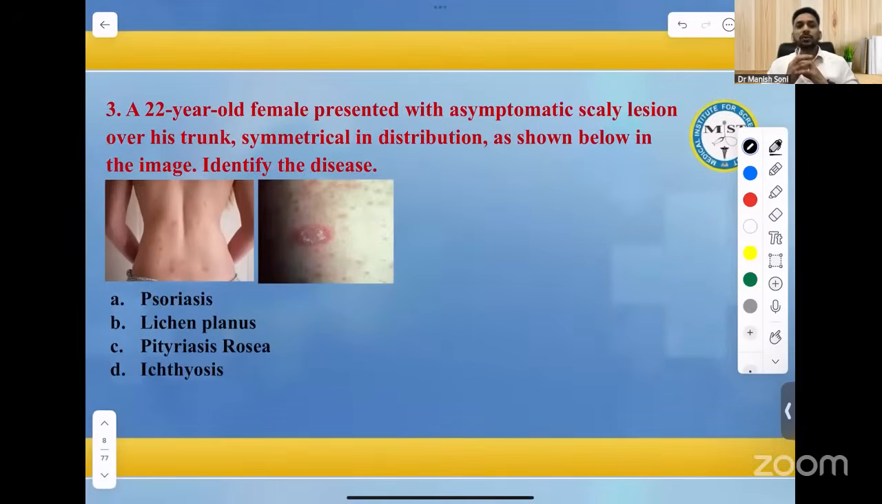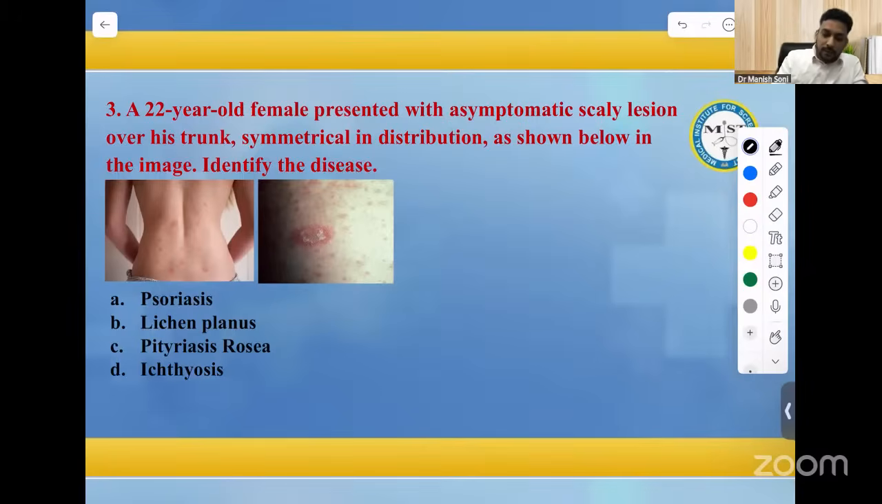Now coming to the third question. A 22-year-old female presented with asymptomatic scaly lesions over her trunk, symmetrical in distribution as shown in the image. So this female is developing asymptomatic, no itching, no pain, nothing but scaly lesions. So there are scales which are present over the trunk. Trunk is the most common site.